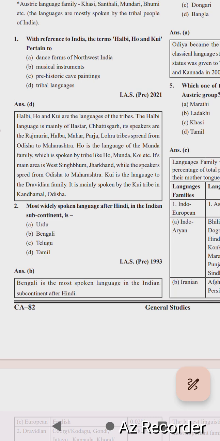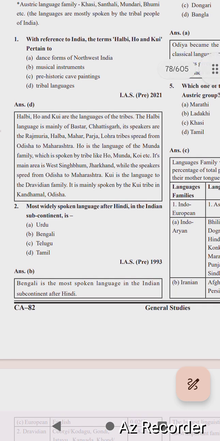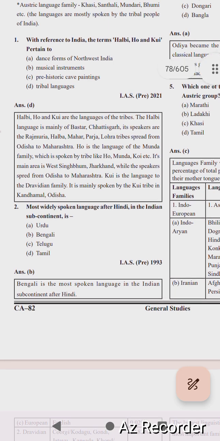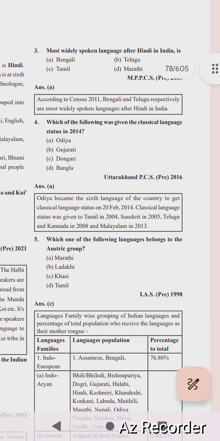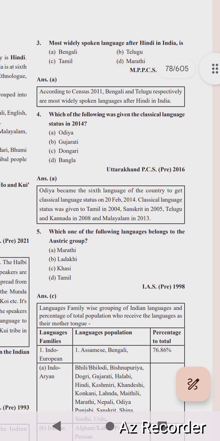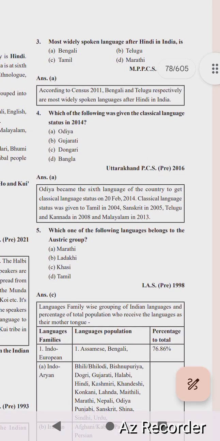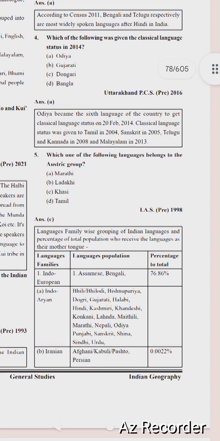Next, the most widely spoken language after Hindi in the Indian subcontinent is: option A Urdu, option B Bengali, option C Telugu and option D Tamil. Right option is option B, Bengali. Bengali is the most spoken language in the Indian subcontinent after Hindi. Next, the most widely spoken language after Hindi in India is also Bengali.